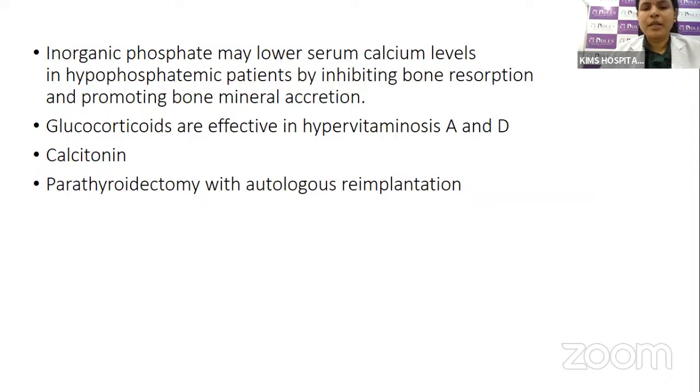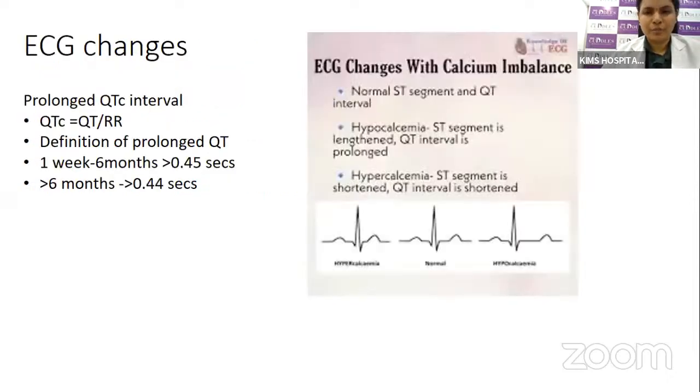Inorganic phosphorus supplementation may also lower serum calcium levels in hypophosphatemic patients. Glucocorticoids are effective in hypervitaminosis A and D by increasing the renal calcium excretion. And in severe cases, one may have to consider giving calcitonin or parathyroidectomy with autologous reimplantation.